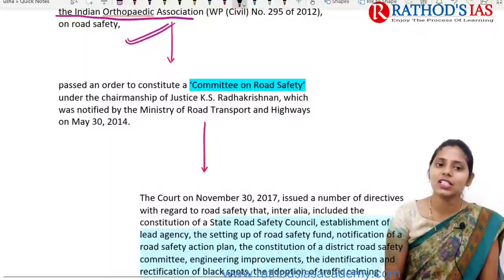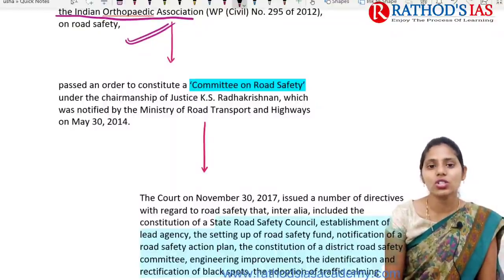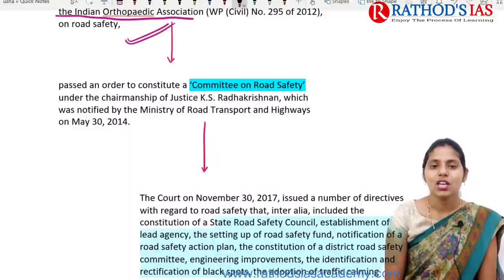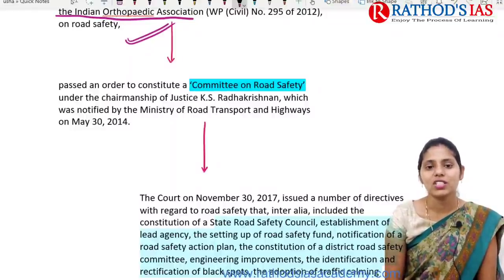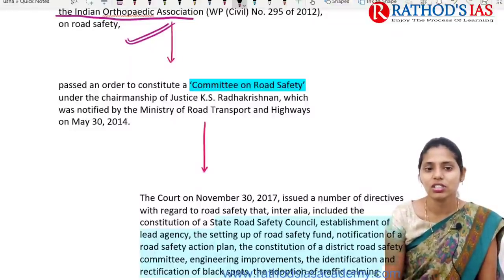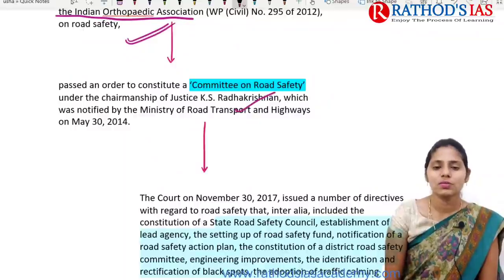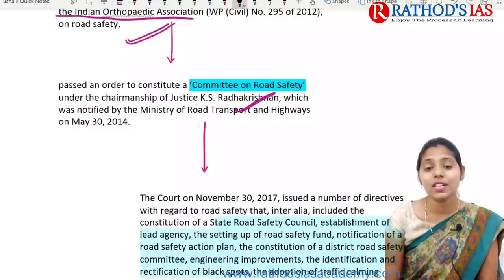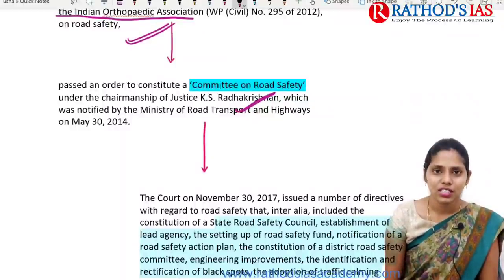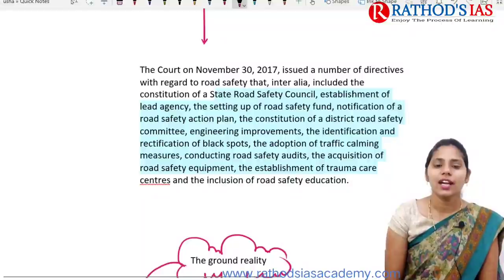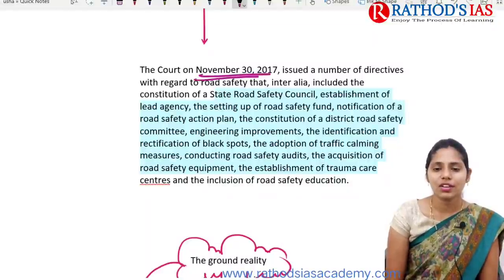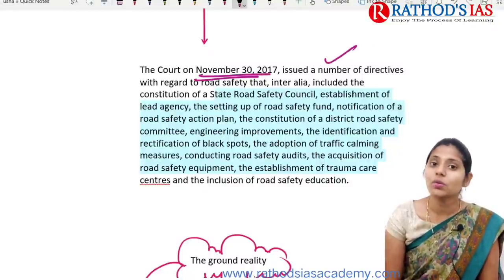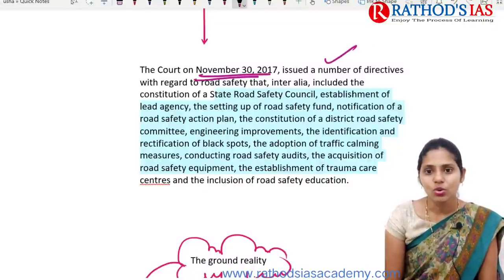And after hearing the case, they came up with the constitution of one committee on road safety. The chairmanship was by Justice K.S. Radhakrishnan. Okay, so this was one of the important committees constituted regarding road safety on May 30th, 2014. And the court, on November 30, 2017, issued many directives with regard to road safety.